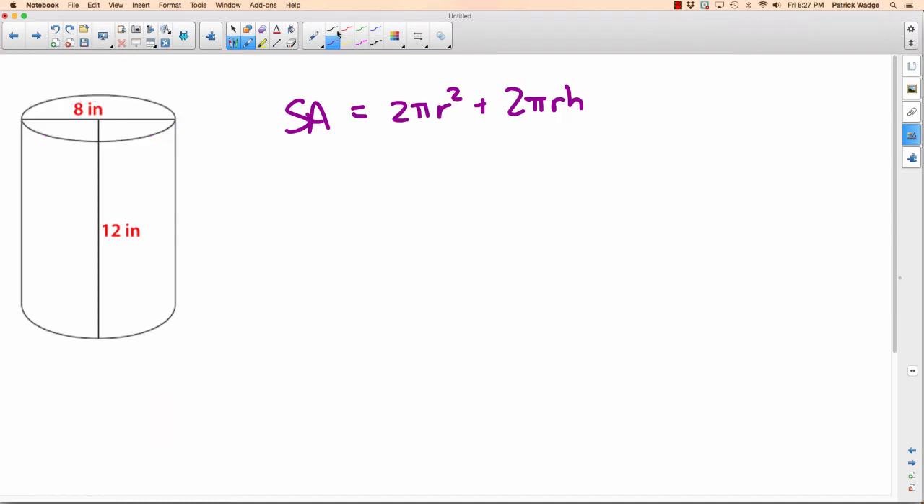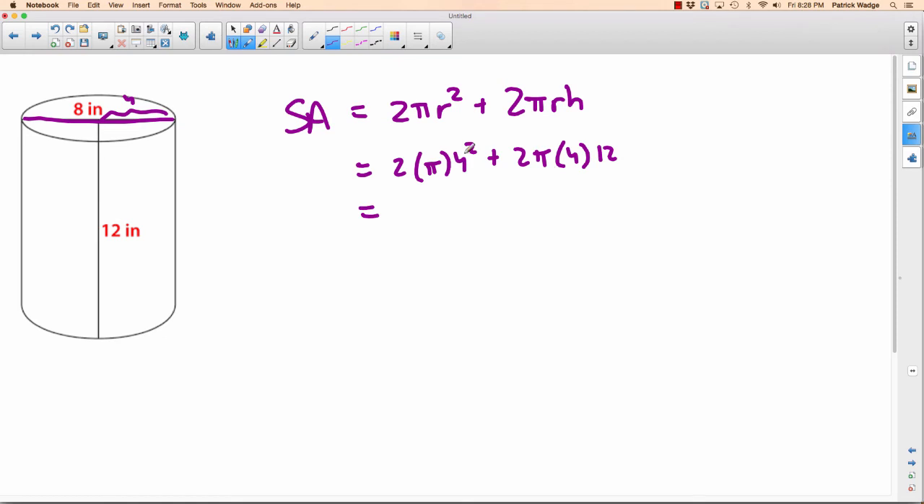If you're doing this question, you write down your formula. You go 2 times pi times the radius. 8? No. 8 is the diameter, which is the whole way. So you'd actually make it half as much. It'd be 4 for the radius. So then you have your 4 squared plus 2 pi. There's the radius again, which we already said was 4. And the height is that 12? I guess it's 12, yeah.